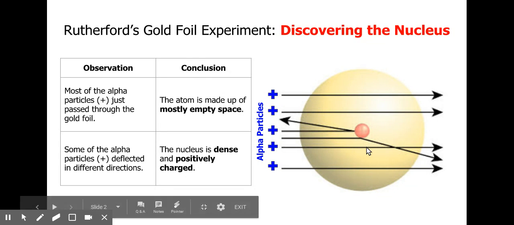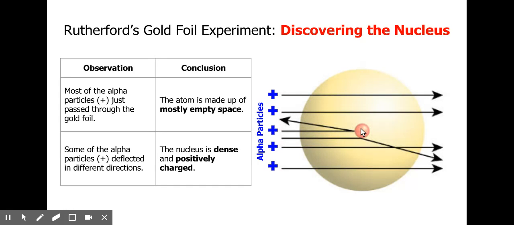If the nucleus was negative, then the positive particles would probably attract, or they would stick to the nucleus if they were hit. So he came up with the idea that, one, it's dense because nothing can pass through, but two, it has to be positive because particles are deflecting off. The whole point of this was discovering that there was a nucleus, some sort of organization, and a core as opposed to particles just scattered throughout.